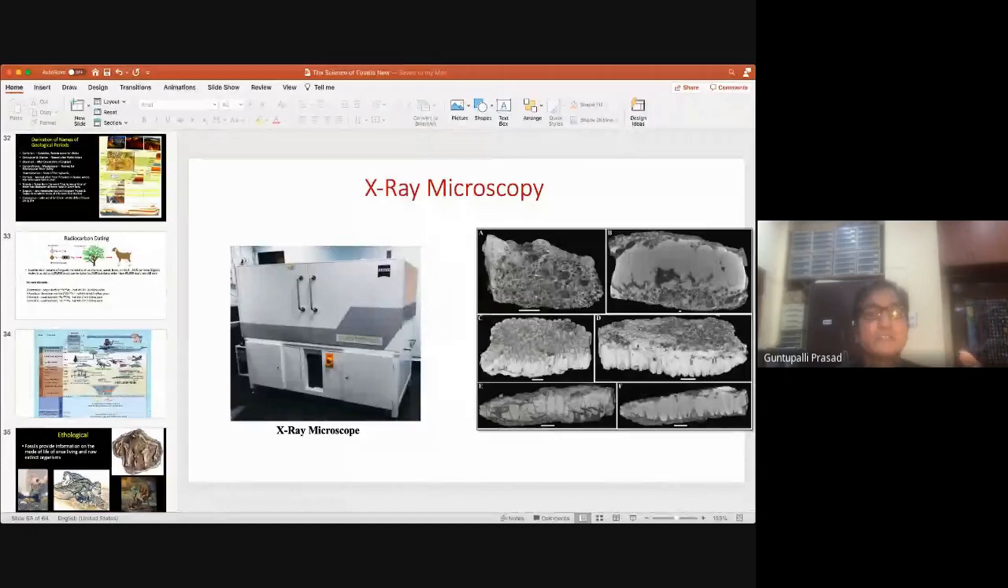Fieldwork is not an easy task. You have to spend lots of time in the hot sun, and as you have seen at the excavation site of the ichthyosaur, this was very hot, between 35 and 40 degrees temperature. We used to spend time there from 8 o'clock in the morning to 7 o'clock in the evening in scorching heat, so it's very difficult to sustain in such conditions. So of course it's a tough job, and it demands a lot of time, and if you have the passion, then this is for you.